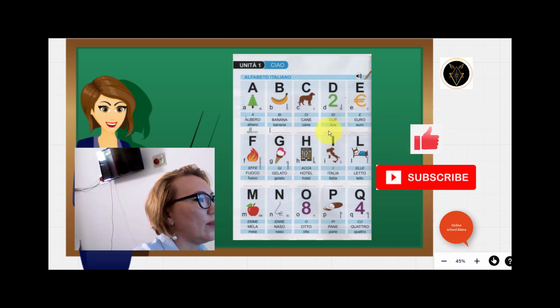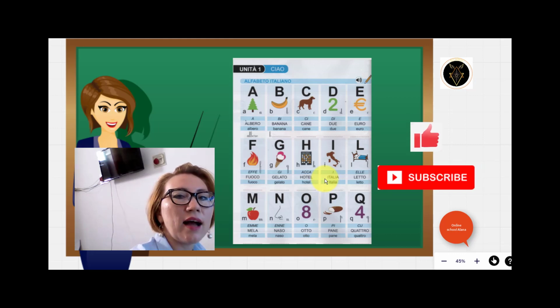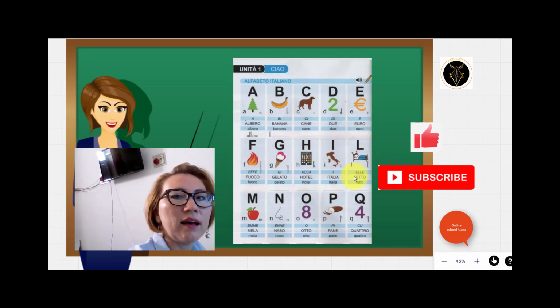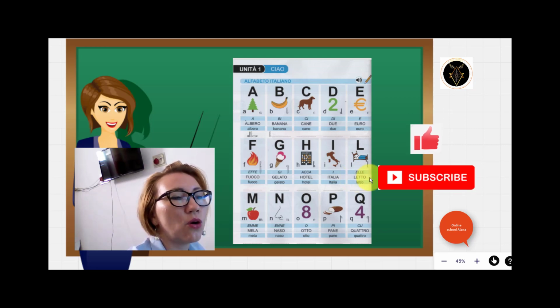And we are going to move to the letter I. The next letter is I, and the example is Italia, that means Italy. And the last letter in this line is L, and the example is letto, that means a bed.